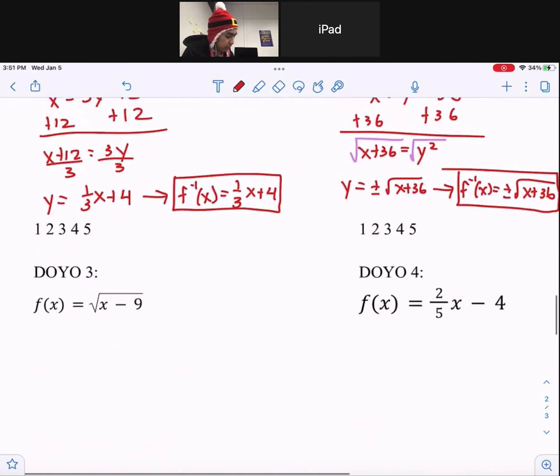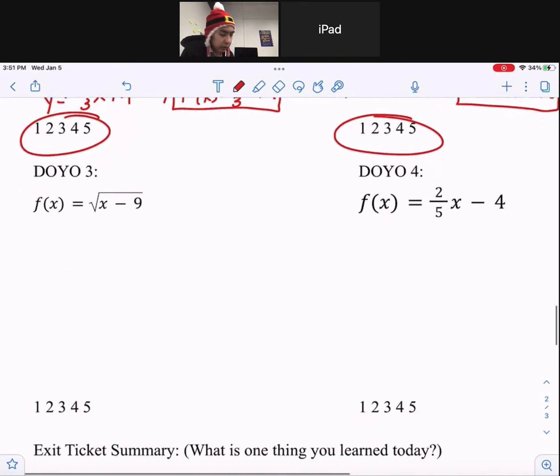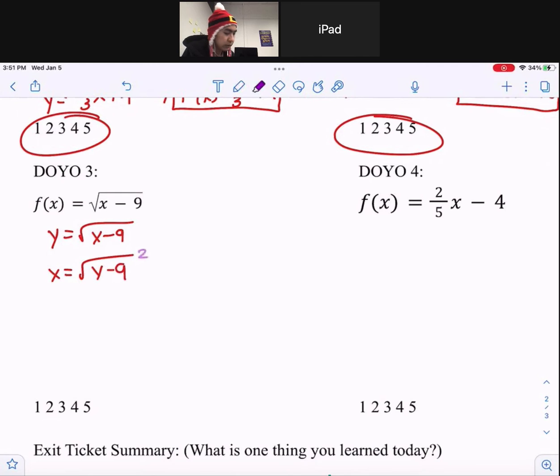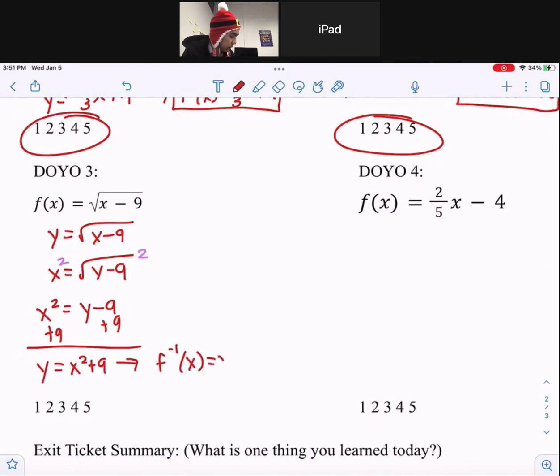Okay, scale it from 1 to 5, your level of understanding. Do-you 3, set it equal to y, switch both of the variables, and now solve for your y. To get rid of the second power, to get rid of that square root, raise both sides to the second power, and then add 9 to both sides. y is equal to x squared plus 9, and that is your inverse function right there.